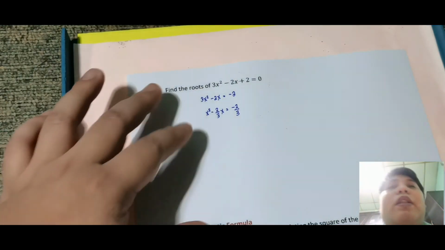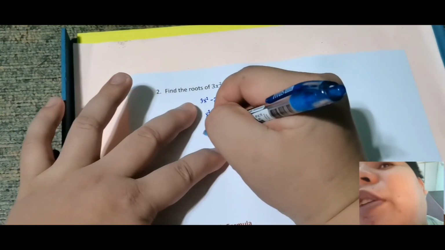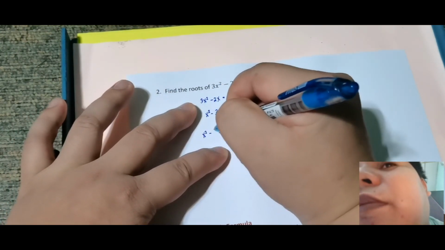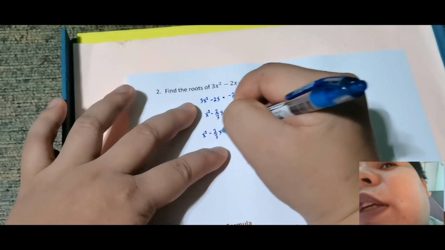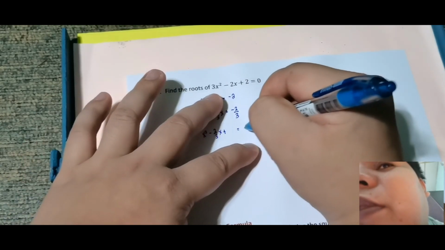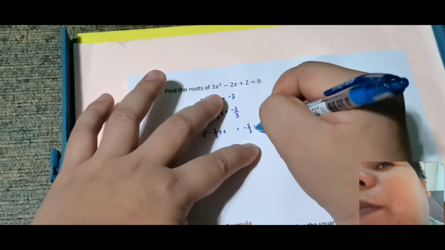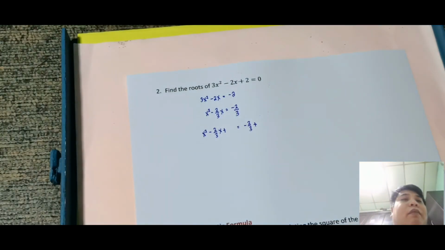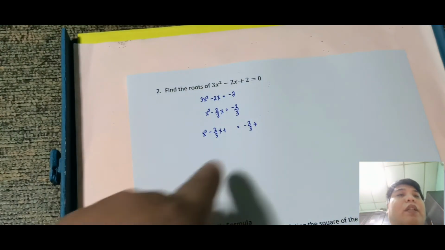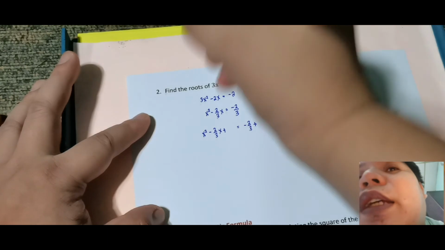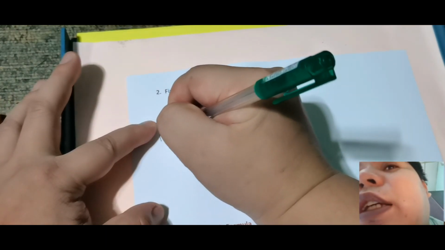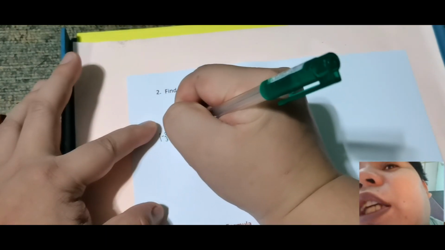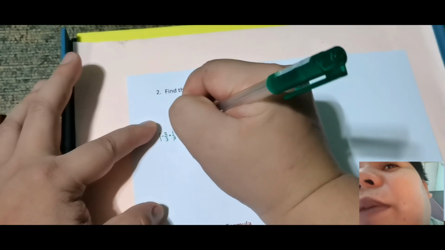Okay, so yun, forma ulit lahat yung gagawin. So this is x squared minus 2 third x plus something is equal to negative 2 third plus something. Okay, so yun ulit, kukunin ulit ni sir si negative 2 third. Dito ko na lagay sa kabila, sayang kasi yung space. So si negative 2 third, i-multiply mo by 1/2, tapos i-square mo.